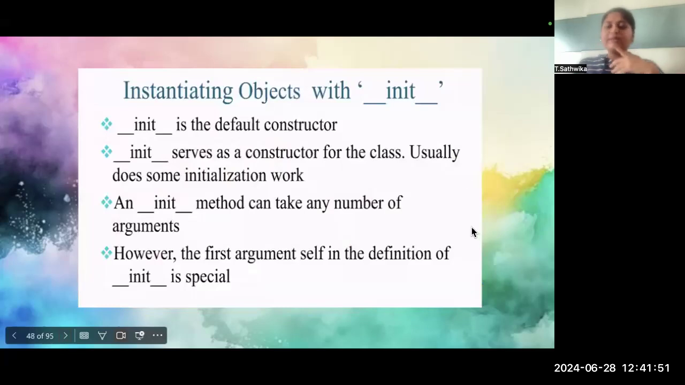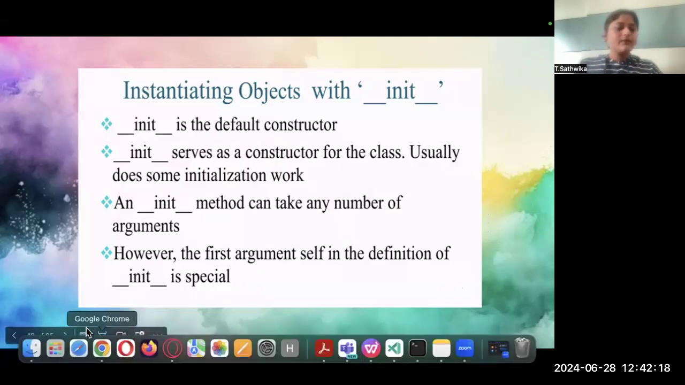Now we have to instantiate the objects with init. So init is a default constructor, and it serves as a constructor for the class. Usually it does some initialization work, and the init method can take any number of arguments. However, the first argument, self, is defined in the definition of init. So self is an argument that has to be defined in init. It is treated as a special argument.